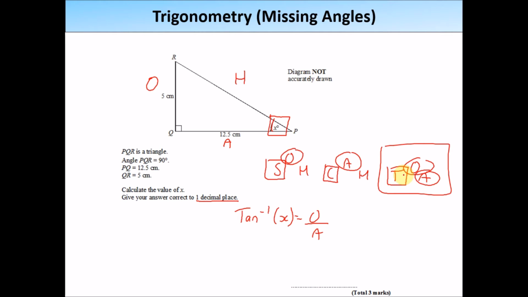So once I've got that, I'm going to do tan to the minus 1 of, open brackets, O divided by A. So tan to the minus 1, open brackets, O divided by A, and then close brackets, and that gives me 21.8014 and so on. Don't forget the question asks for one decimal place, so there's my first decimal place. I'm going to cut it off in there. That's a 0, so that stays the same. So the answer is 21.8.